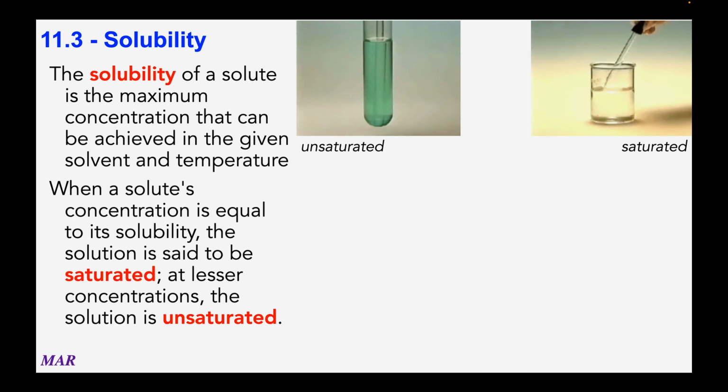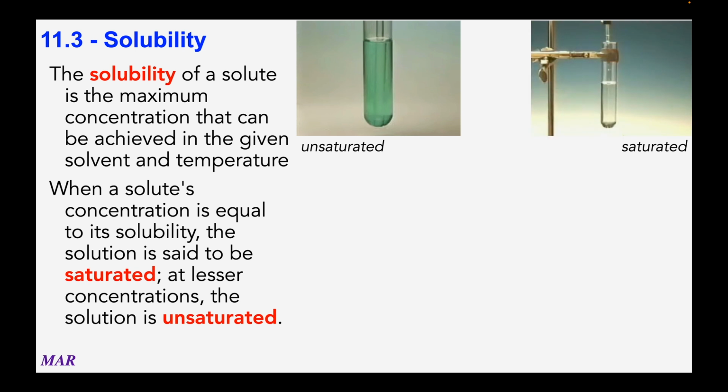When solutions of lead nitrate and potassium iodide are mixed, solid lead iodide precipitates from solution. The liquid remaining in the test tube is a saturated solution of lead iodide. Whenever a precipitation reaction occurs, the solution surrounding the precipitate is saturated with the product of the reaction.